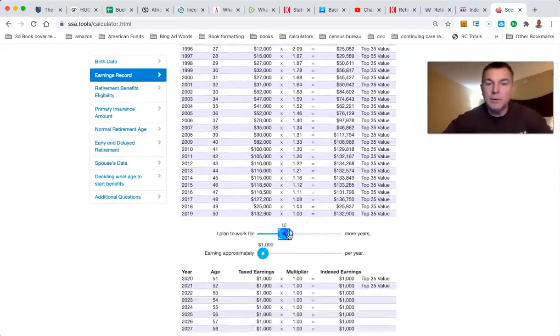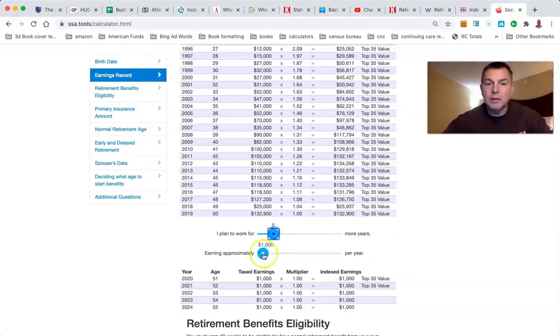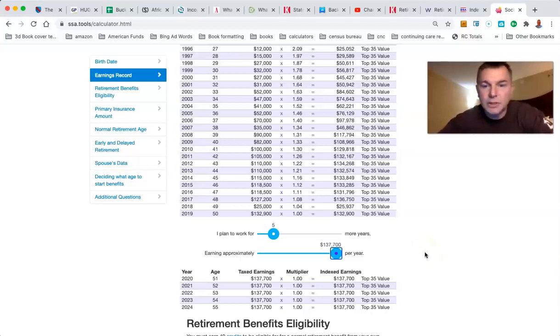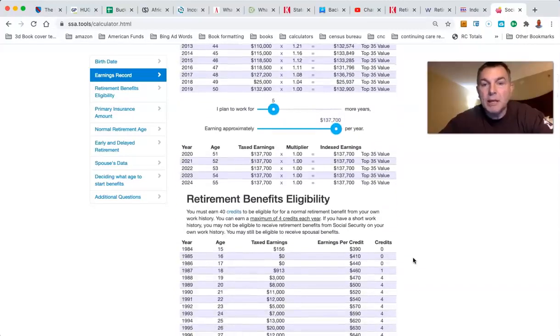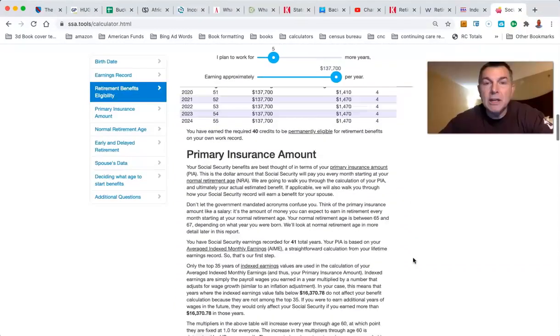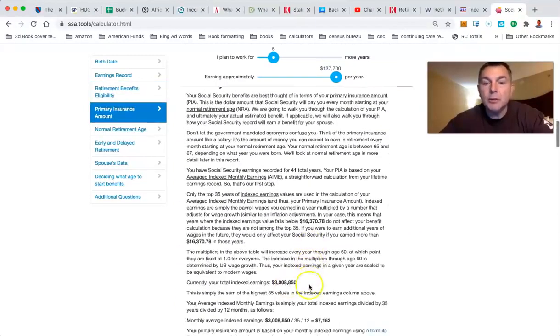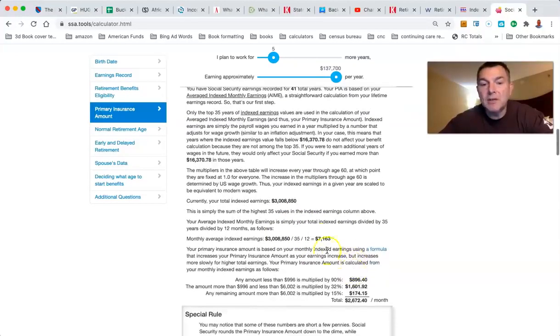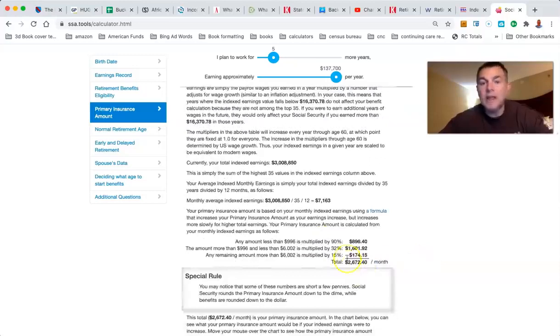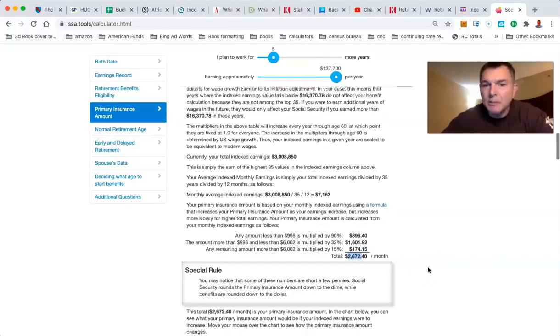So let's just say I work an extra 5 years, and I'm making good money. I'm going to make the max taxable that you can pay for Social Security, so $137,000 a year for the next 5 years. What does that do for my benefit? Well, it says you would now have a total index earnings of $3,008,000, which would increase your AIME to $7,100, which increases your PIA to $2,600. So for working an extra 5 years at $137,000, I increase my retirement benefit by basically $300 a month once I hit 67. I hope that makes sense.